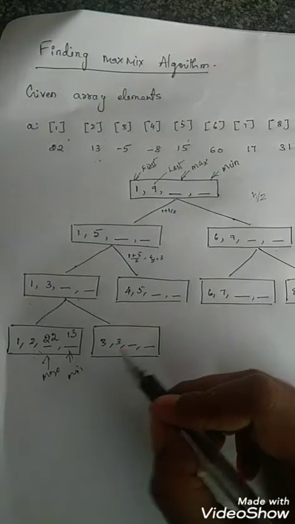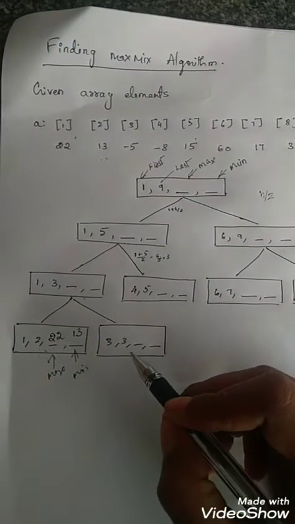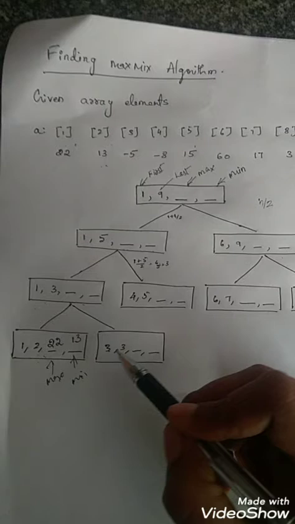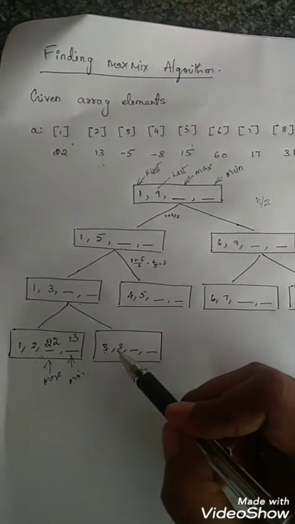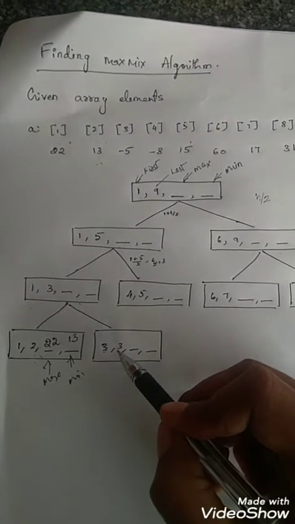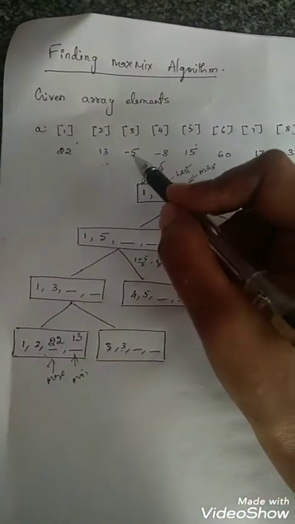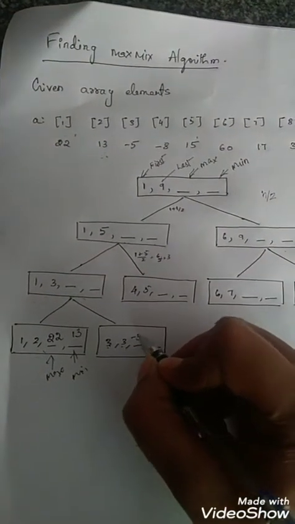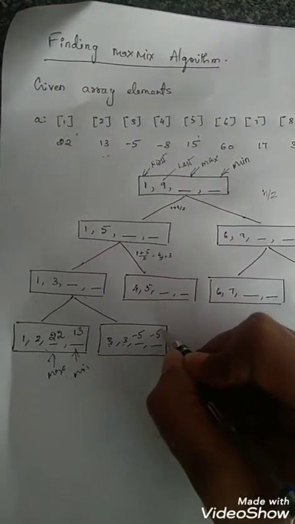If I go to the right-hand side of this subtree, you can see I have only one element, 3. That means 3 is the lower index and 3 itself is the upper index also. So I have only minus 5. So the maximum element is also minus 5, and the min is also minus 5.